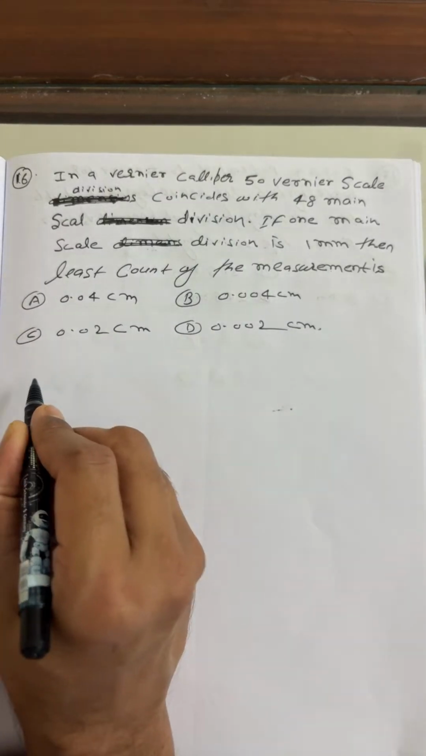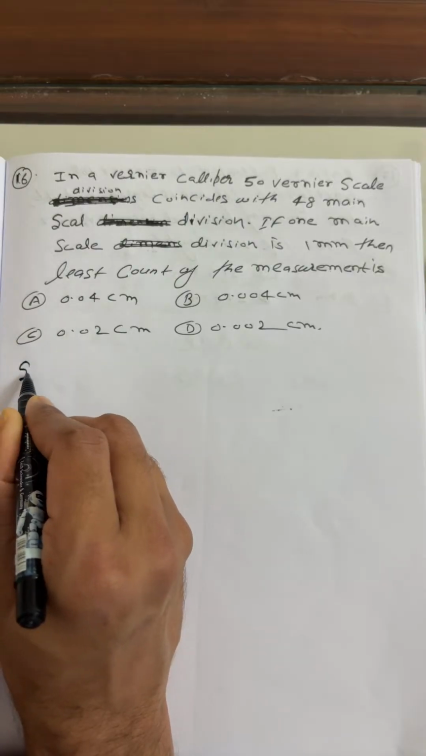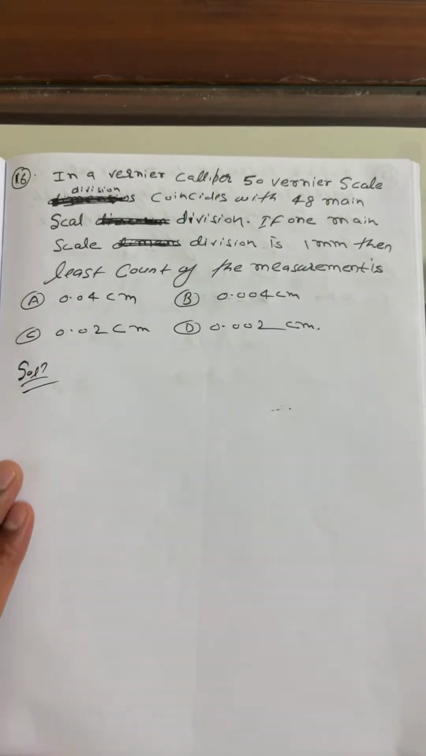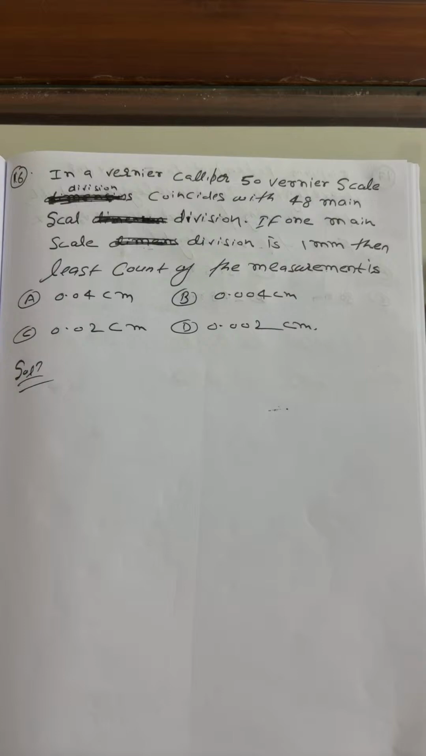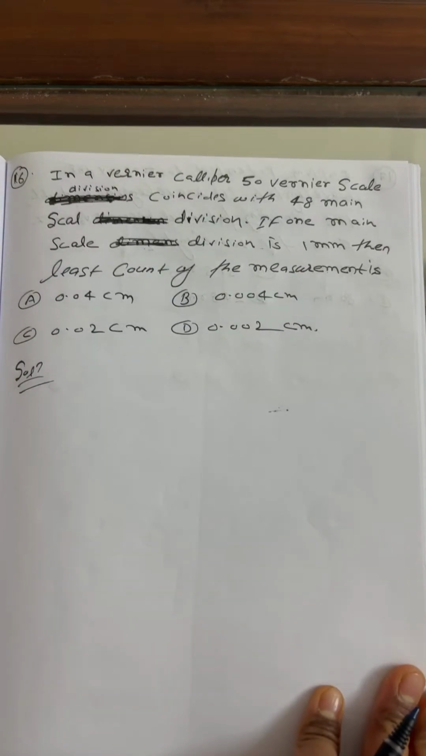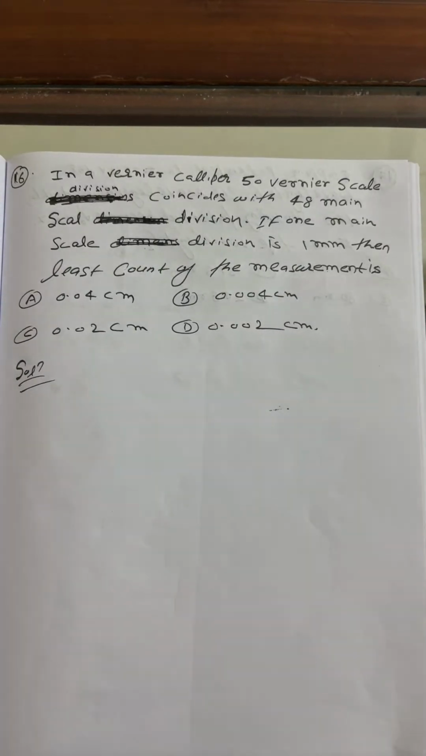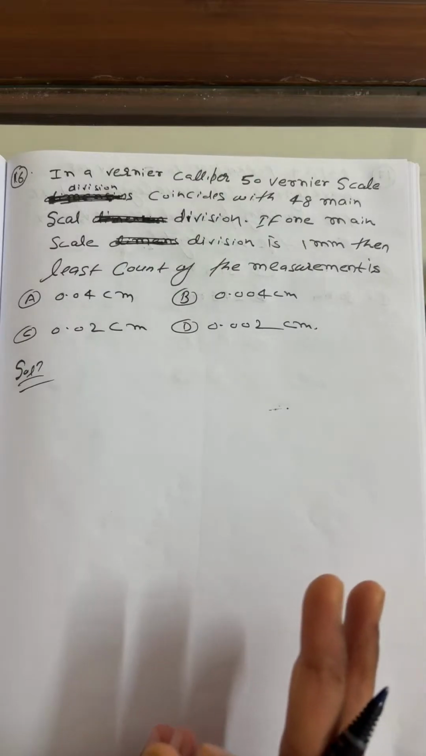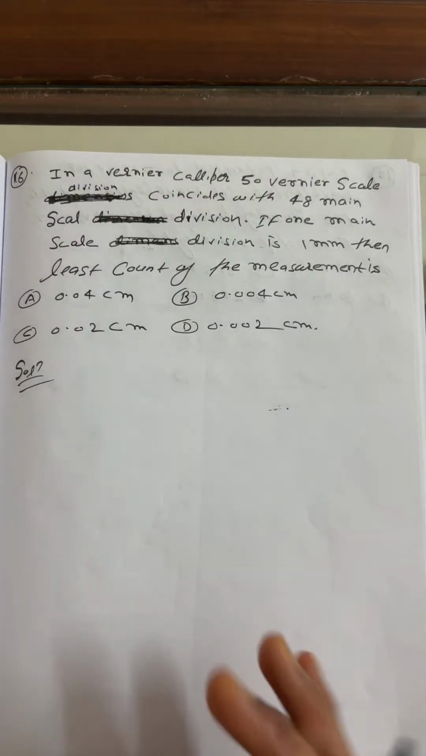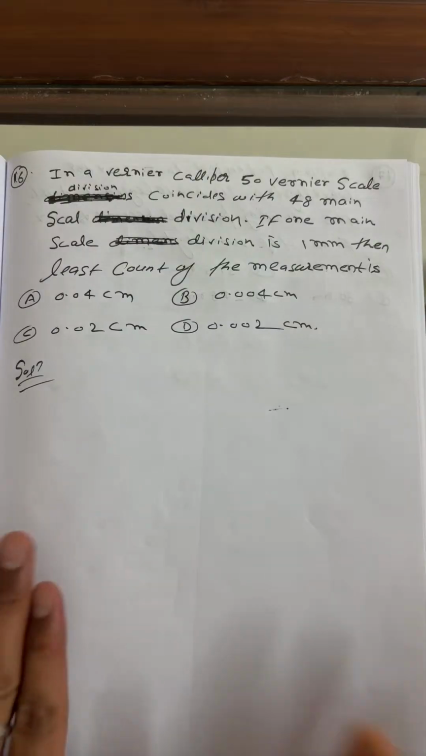Okay, so have a look, students. What is the question? One time I'll read it. In a vernier caliper, 50 vernier scale divisions coincide with 48 main scale divisions, right, my dear? If one main scale division is 1 mm, then the least count of the measurement is simple. It's not tough at all. Physics is very easy. You can feel it at Physics Point because here the explanation is down to earth.